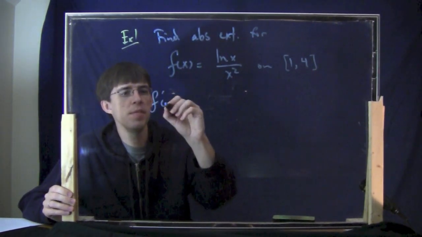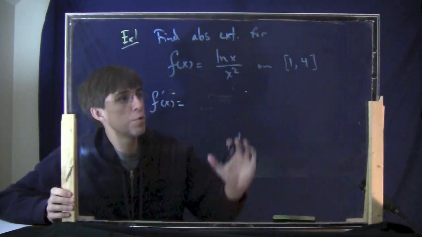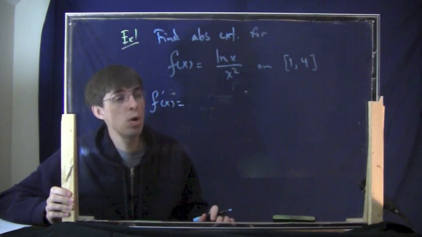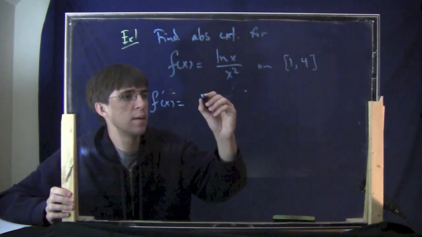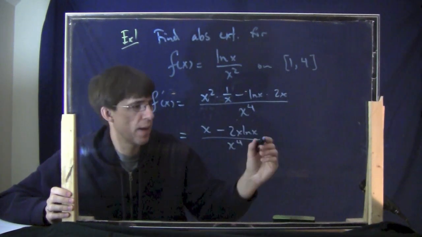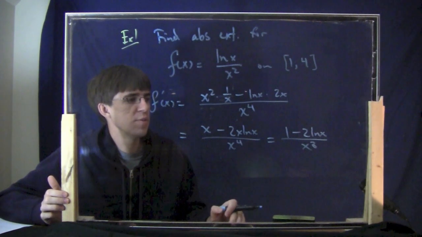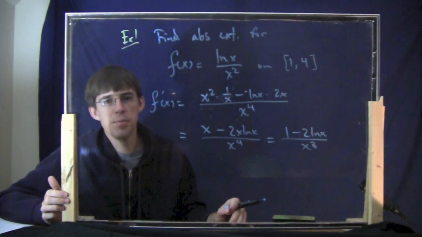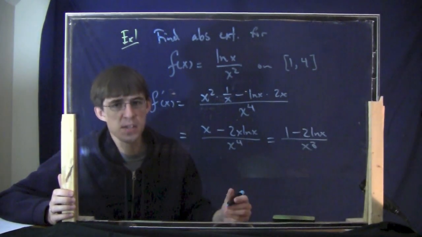First, we take the derivative, f prime of x. You're going to have to do the quotient rule here, unfortunately, because that's a quotient. Here's what it looks like. Now let's simplify that a little, and you can cancel out an x here. This is our derivative, 1 minus 2 times natural log x divided by x cubed. We want to know when does this equal 0 and when does this not exist.